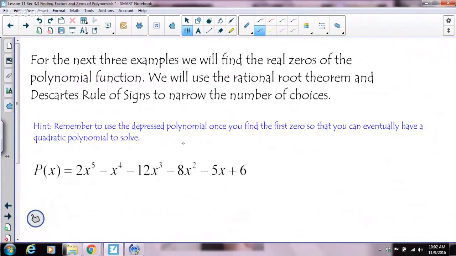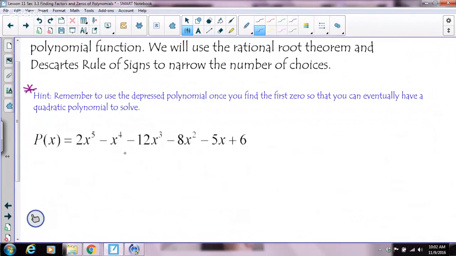So for the next 3 examples, we're going to find the real zeros of the polynomial function. We will use the rational root theorem. That's the P over Q thing. Okay, that's called the rational root theorem. And Descartes' rule of signs to narrow down the number of choices.